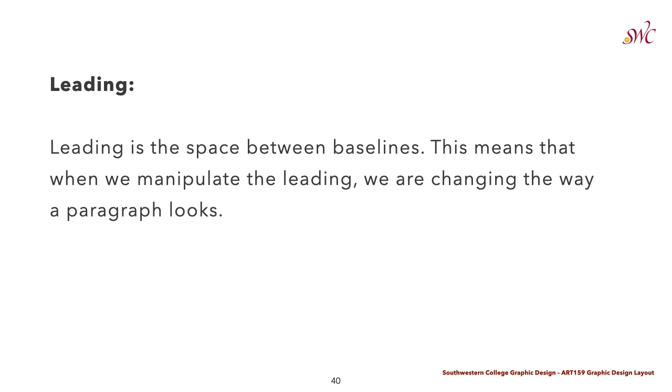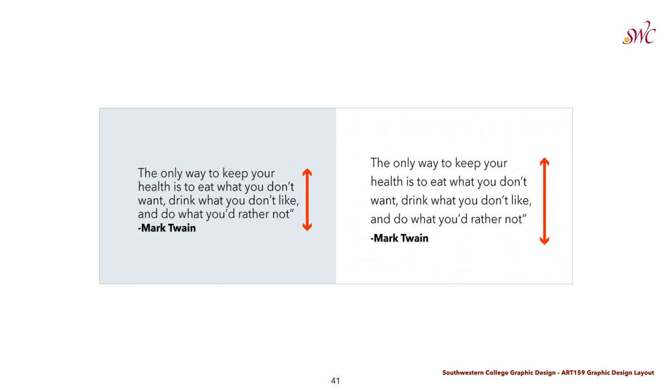We also have leading. Leading is going to be the space between the baselines. This means that when we manipulate the leading, we're actually changing the way the paragraph looks. So this is going to take up more space within the composition, but it's also going to give more space for each line of text, which can be easier to read for a viewer. So over here on the left, we can see a very tight leading where each one of these baselines is fairly close to one another. And if we increase that leading, or the spacing between each line of text, we can see that it becomes a little bit easier to read for this body of text here.